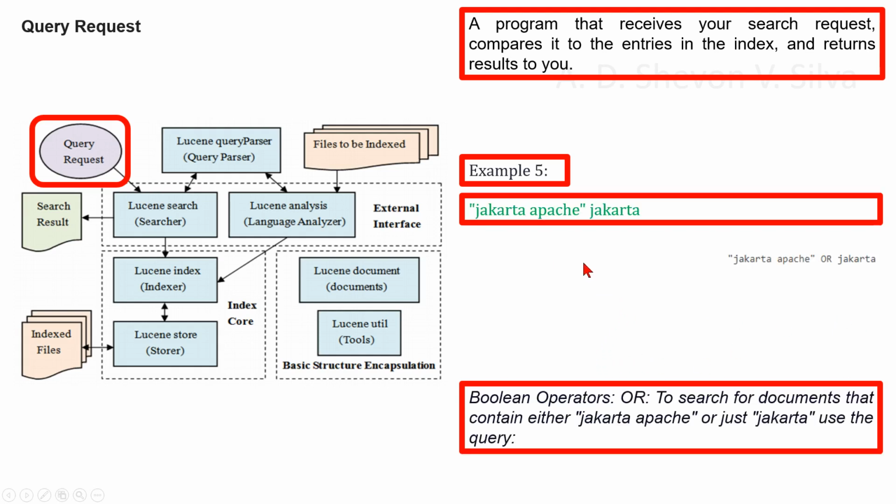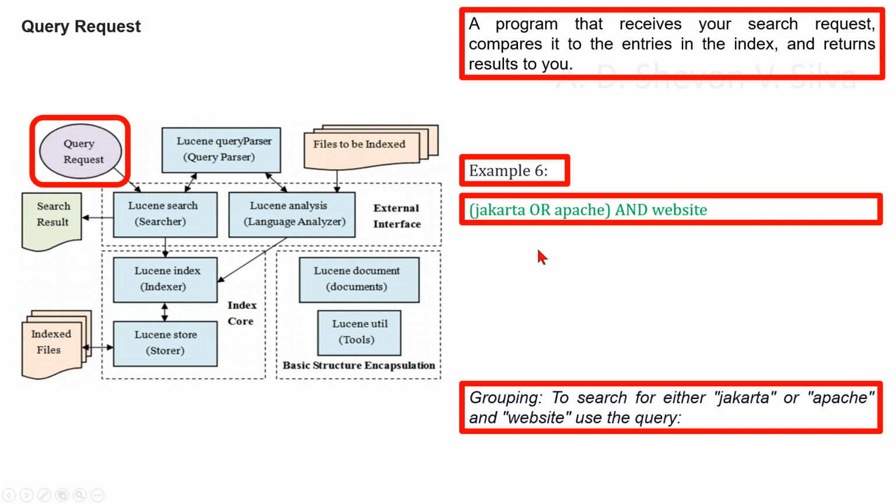Now we are considering OR in Boolean operators. To search for documents that contain either Jakarta Apache or just Jakarta, use the query here. Or you can use Jakarta Apache OR Jakarta.